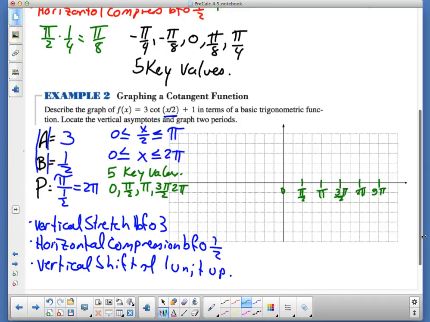Okay, and 5 pi over 2, 6 pi over 2, which is 3 pi. Okay. Now, going backwards, I got negative pi over 2, negative pi, negative 3 pi over 2, negative 2 pi, and I'll get my last 2 there. Okay. Now, my asymptotes are at 0, and out here at 2 pi, and back here at negative 2 pi.